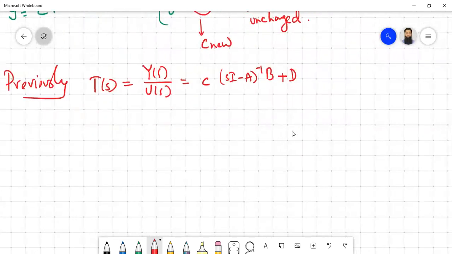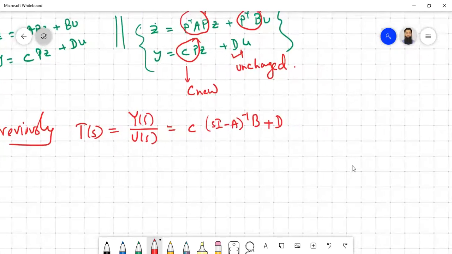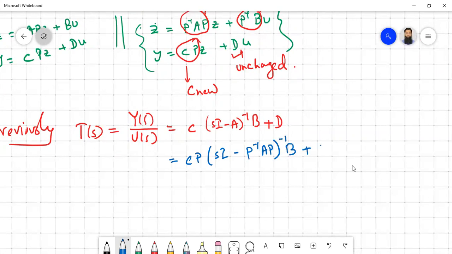Now, as the system has changed, if we introduce the new parameters, C will be replaced by CP, sI remains as it is, and A is replaced by the new A, that is P inverse A P, then inverse, B, plus D. Sorry, D is unchanged, but B is changed. B is actually P inverse B.